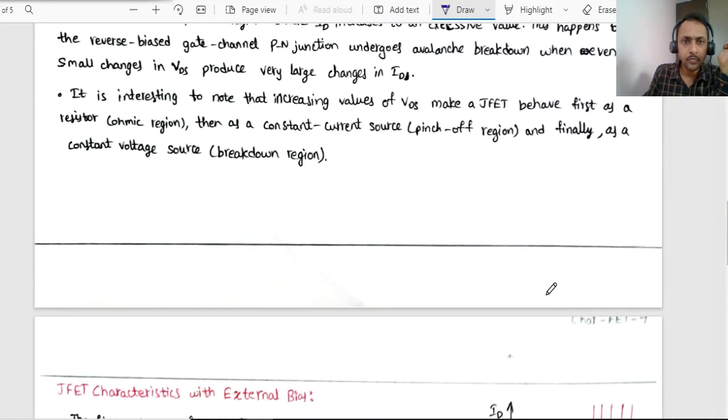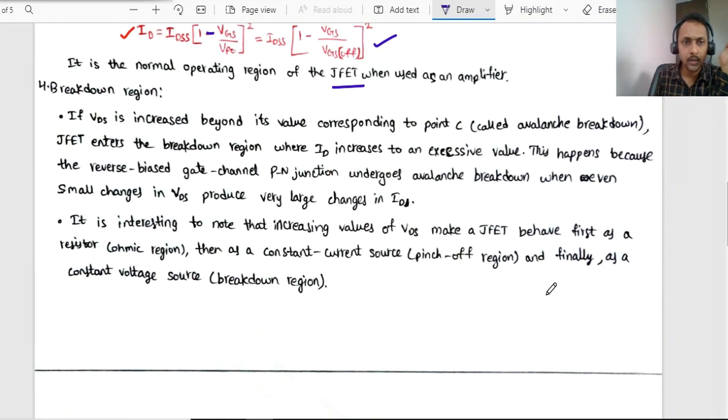Now the PN junction undergoes, because the gate channel is already reverse biased, with more and more increase in the VDS value, an avalanche breakdown at the gate junction. At the gate channel PN junction, it will undergo avalanche breakdown, just as we have discussed with respect to diode basics, right?